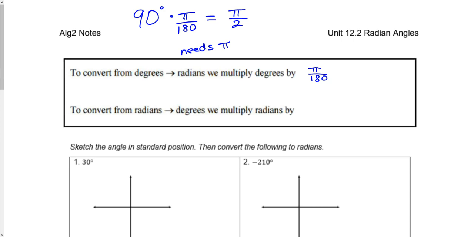So if you're going to go backwards, if it's in radians, it already has the pi. And if you need to convert it to degrees, the pi has to disappear. The only way you can get pi to disappear if it already has it is the pi has to go on the bottom. And I said earlier, it's kind of like the same formula, just flipped. So that just means the 180 goes on top.